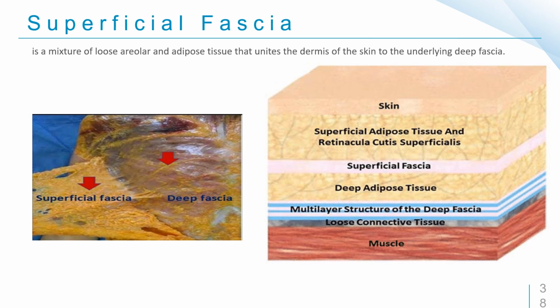The superficial fascia or subcutaneous tissue is a mixture of loose areolar and adipose tissue that unites the dermis of the skin to the underlying deep fascia. If you take a look at the gross picture, the superficial fascia has no clear demarcations, but the yellow structures you see are the loose areolar and adipose tissues. For short, doc, it's fat. The answer to that question is a yes and a no. Yes, because the majority of this fascia is made out of fat, but no, because there exists a very thin layer of tissue.